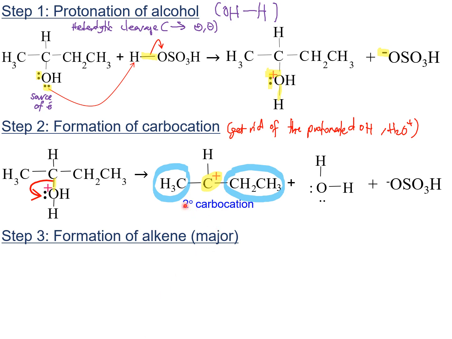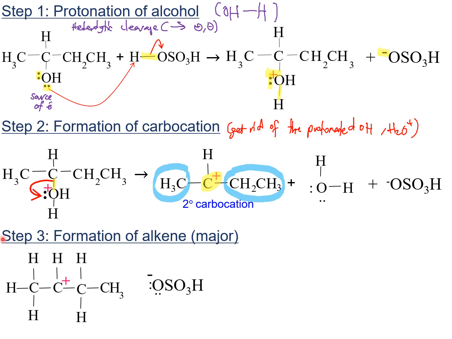Kenapa kita pentingkan pasal formation of a stable carbocation here? Because the more stable the carbocation, the better. Okay, how do you know carbocation tu paling stable? Kita tahu kalau let's say dia towards tertiary carbocation, dia lagi stable. So secondary pun dah stable already. Okay, so next, formation of alkene, which is the major product. So how can you form that? Okay, you salin balik the carbocation yang kita dah form from the step 2 previously.